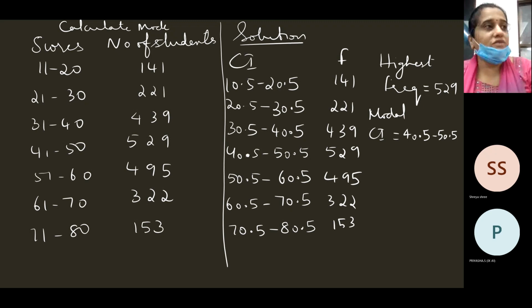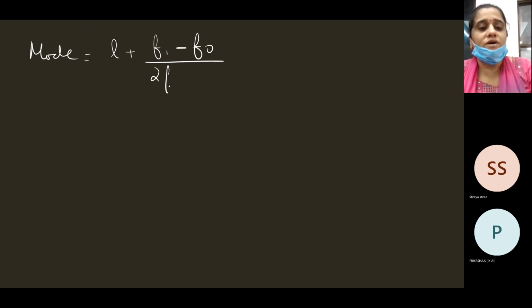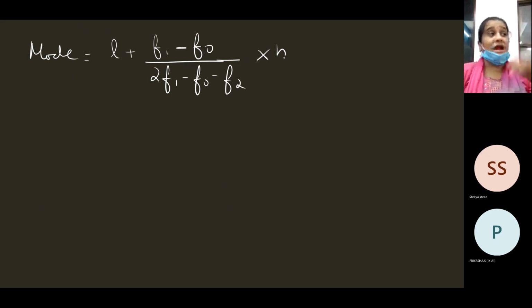So since the highest frequency is 529, the corresponding class interval is the modal class interval. So mode is equal to L plus (F1 minus F0) by (2F1 minus F0 minus F2) into H. This into H will come for median and mode. Mean step deviation method, but you have not learned it.